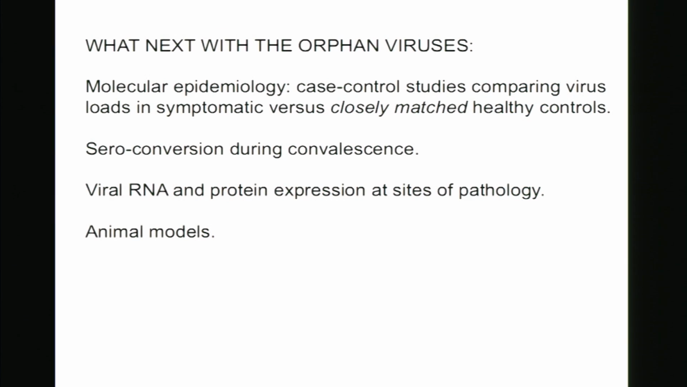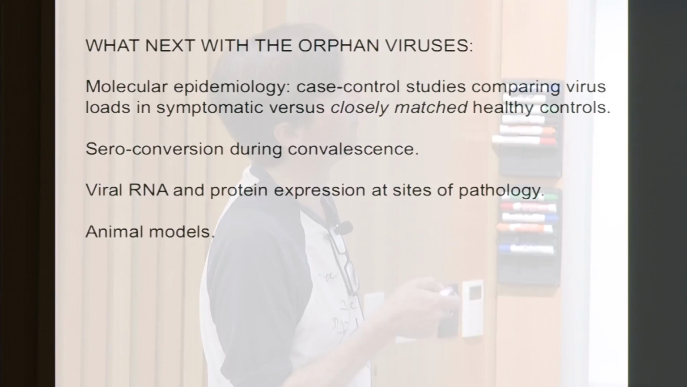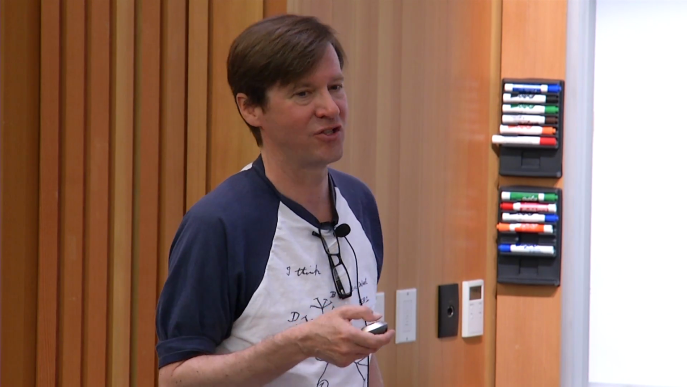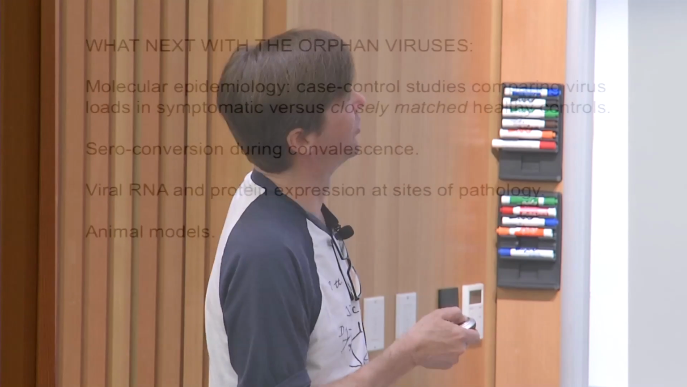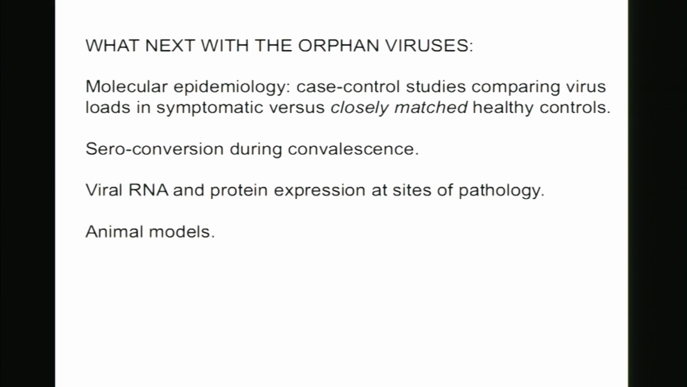So what's next for the orphan viruses? There's a need for a lot of molecular epidemiology, basically case control studies, comparing the virus load and prevalence in symptomatic versus matched healthy controls. In those case control studies, it's very important to very closely match the two populations. You can't compare kids to adults, Americans to Pakistanis, and so forth. Showing seroconversion during convalescence, post-infection, also shows in time that the virus was there, and had not been there for 10 years before as a chronic infection. It's good to show RNA and protein expression at the site of pathology to put your virus next to the body, so to speak. And of course, animal models are one way to find out more whether there's at least pathogenic potential for some of those viruses.